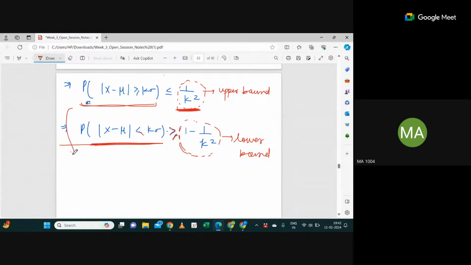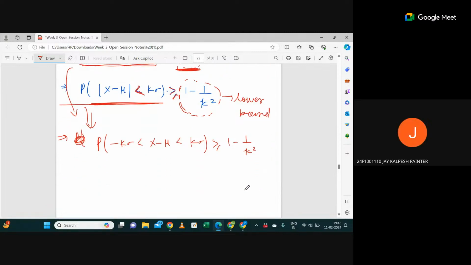First of all, let's see this one. If I have probability of modulus of x minus mu greater or equal to k sigma, let's see the second one first. If you expand this second one, can I write this as minus k sigma less than x minus mu less than k sigma? Suppose I say mod of x is less than 2, can I write minus 2 less than x less than 2? Got it now?